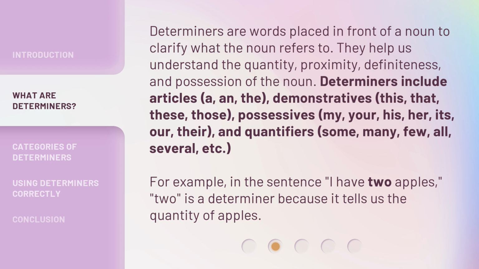For example, in the sentence, "I have two apples," two is a determiner because it tells us the quantity of apples.